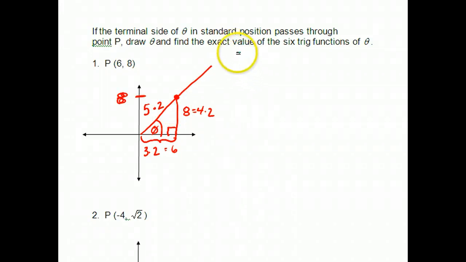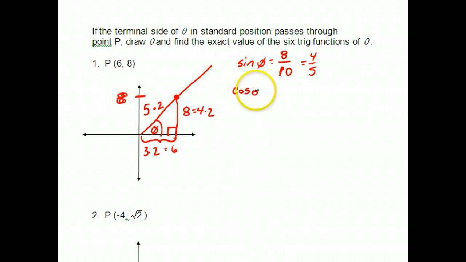Because let's do this one. Let's do sine of theta. Sine theta is going to equal my y over my r. So it's going to equal 8 over 10, which is really equal to 4 over 5. So I could have just said 4 over 5 in the first place. My cos of theta is going to be my x over my r, or 6 over 10, or simply reduced, 3 over 5.